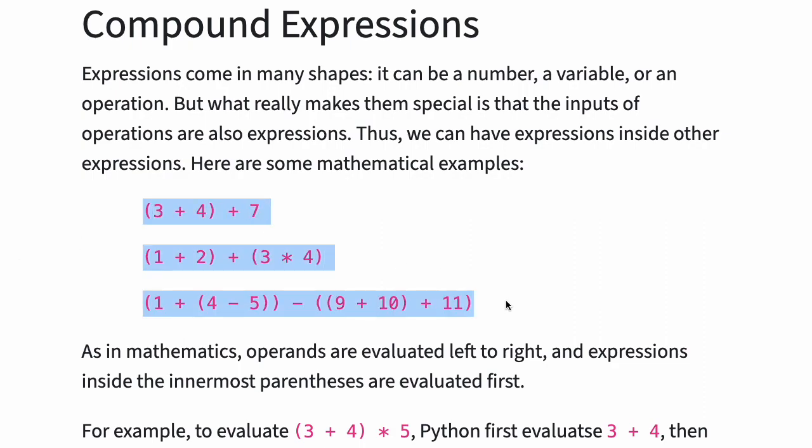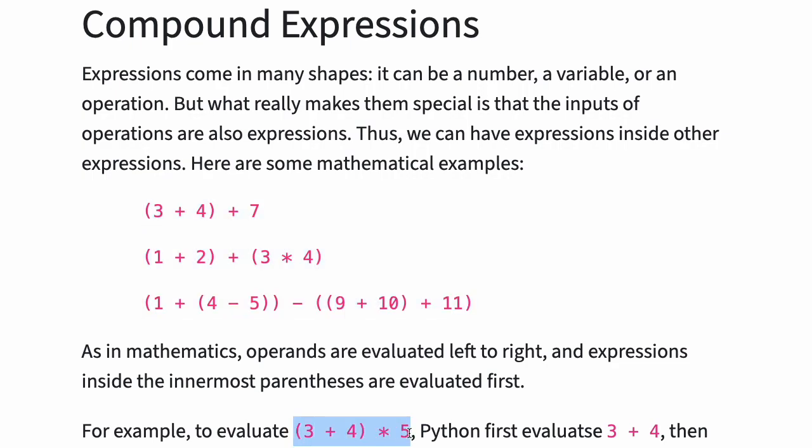As in mathematics, operands are evaluated left to right, and expressions inside the innermost parentheses are evaluated first. For example, to evaluate 3 plus 4 times 5, Python first evaluates 3 plus 4, and then multiplies 5 to the sum. Thus the output is 35.